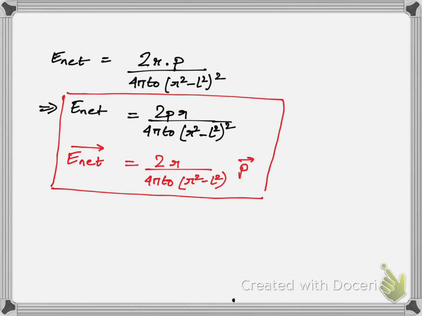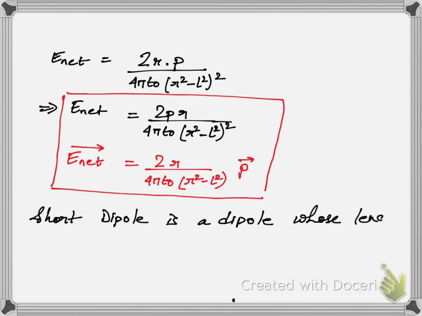Now one more thing that is important with respect to these expressions is the expression for short dipole. So what exactly is this short dipole? A short dipole is a dipole whose length is very small compared to the distance of the point.